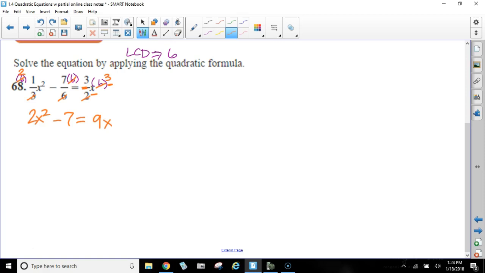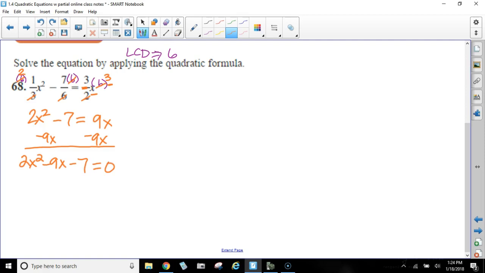Now again, we need to get everything on one side equals 0, and we can accomplish this by subtracting 9x from both sides of the equation. So we're going to have 2x squared minus 9x minus 7 equals 0.